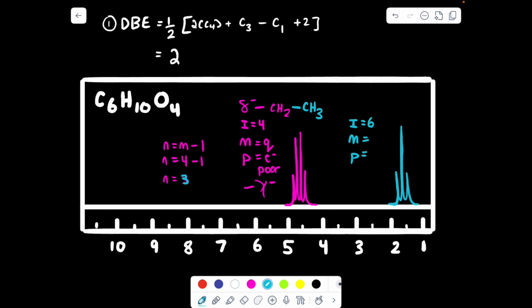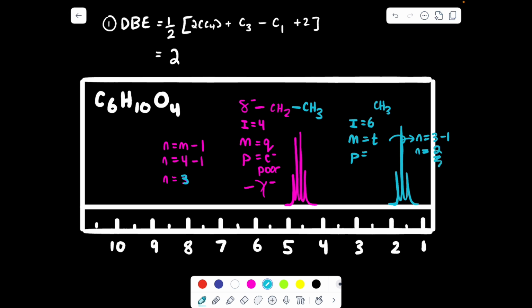So integration equal to 6, that means I have a CH3 group, or 2 of them that are equivalent. My multiplicity is equal to 1, 2, 3. So a triplet. So that means how many neighbors do I have? Neighbors is going to be 3 minus 1, which is equal to 2.